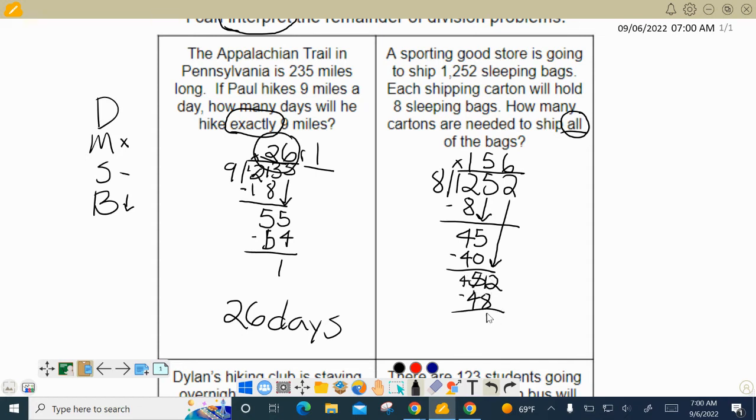9, 10, 11, 12. 4 left over. All right. I want you to take a look at this and decide what your answer is going to be after you reread that problem. After you reread the problem, you should know that we're dividing 1,252 sleeping bags by 8 sleeping bags in each carton. So it would take 156 full cartons to ship the bags, but there would be 4 bags left over. And you can't leave any sleeping bags. You have to ship them all.